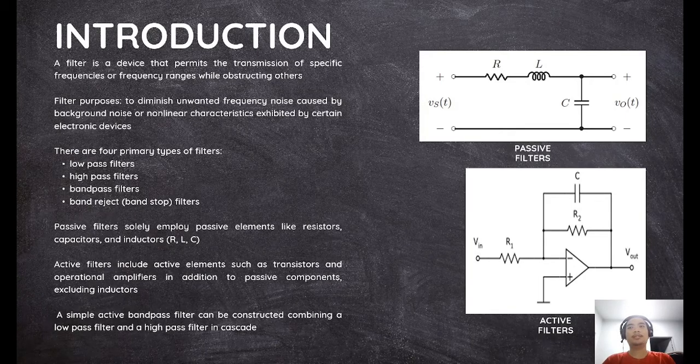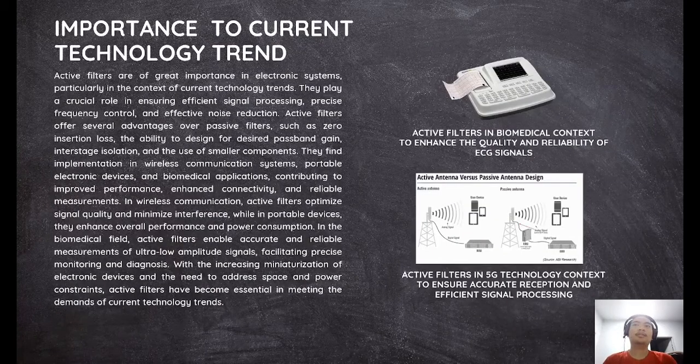Passive filters solely employ passive elements like resistor, capacitor, and inductor, while active filters include the passive components and the active elements such as transistor and op-amp. A simple active band pass filter can be constructed by combining a low pass and a high pass filter in cascade.